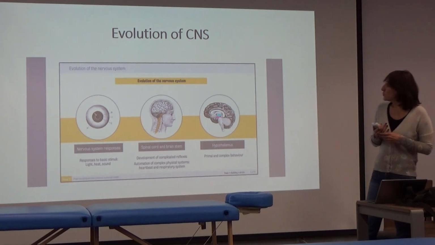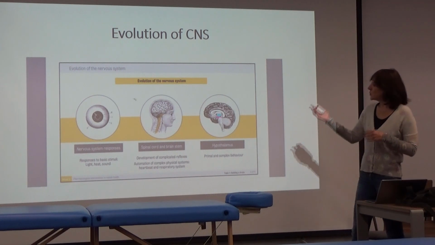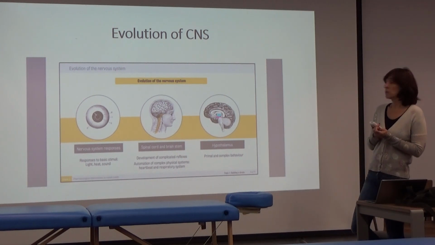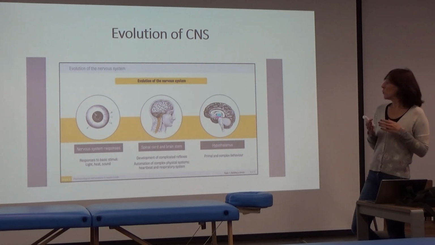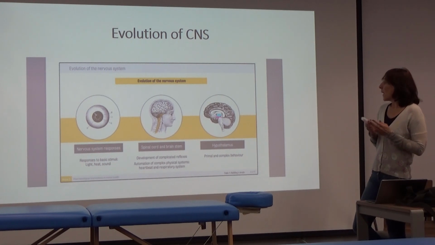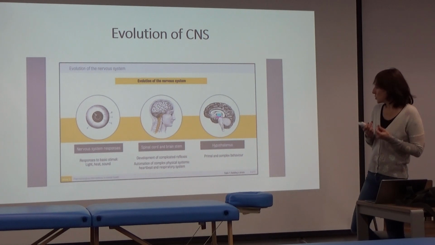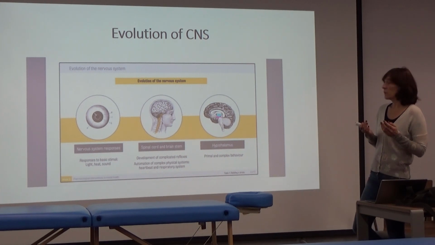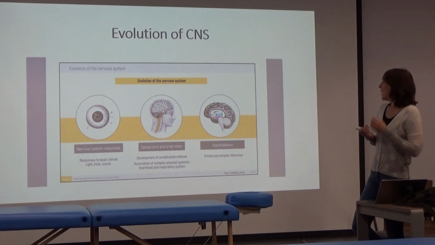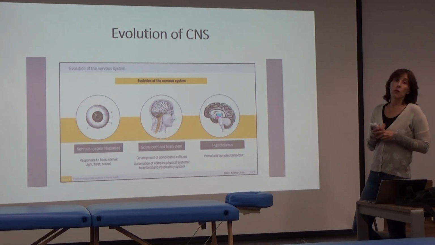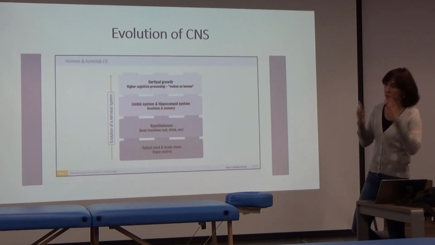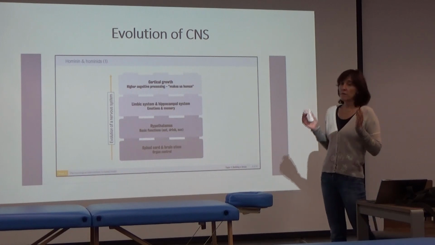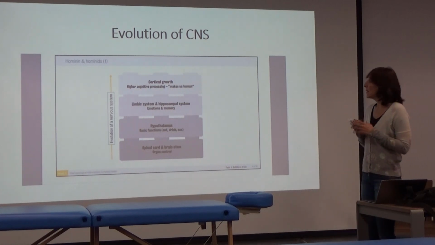So we can see here the evolution of the nervous system. Again, as we discussed, it starts with basic responses to basic stimulus. Then we get the spinal cord and brainstem regulation, and that's where the complex reflexes are developed. And it's automatization of complex physical systems like respiratory system or cardiovascular system. And then we get the hypothalamus, which is responsible for primal and complex behavior. So before the information reaches the cortex, we have a very, very rich life.